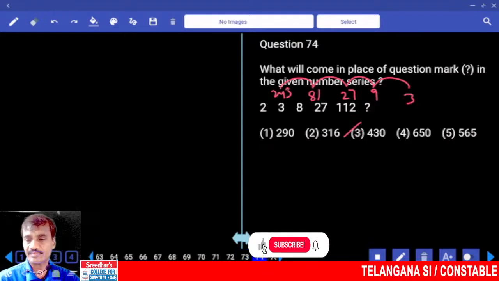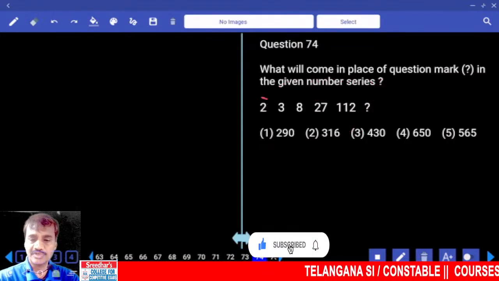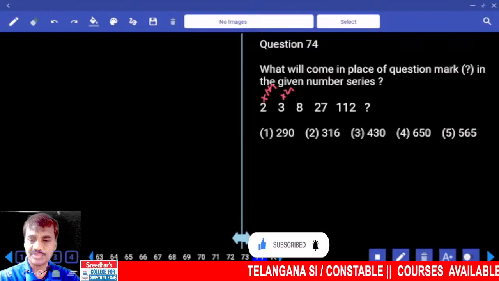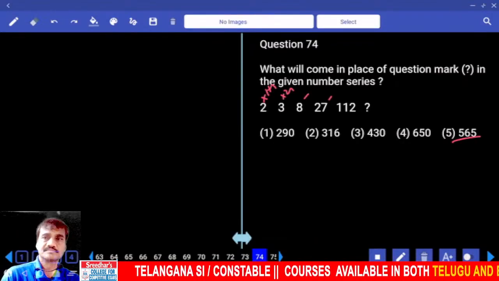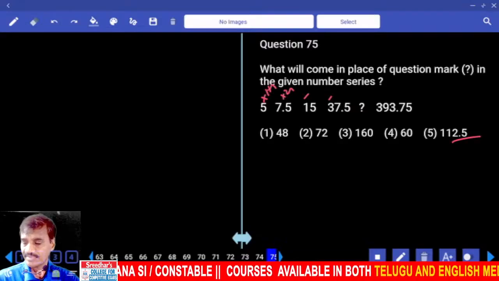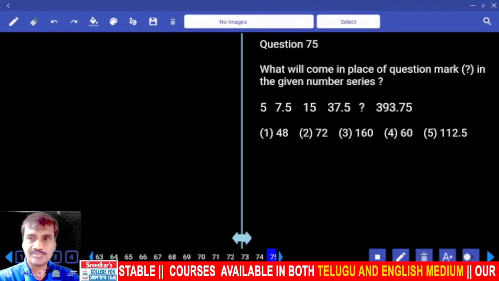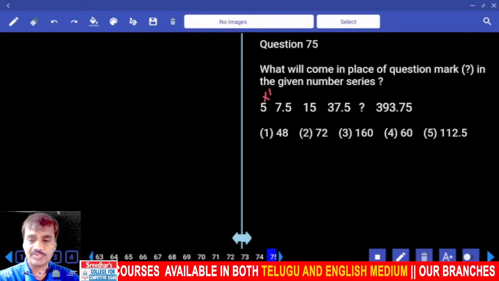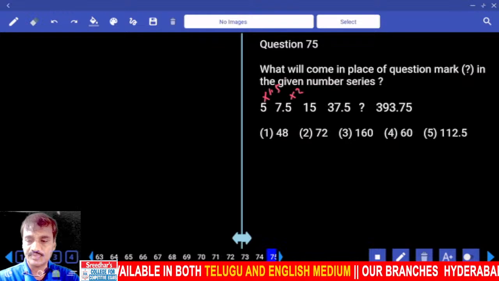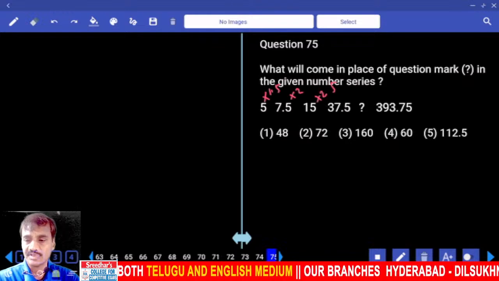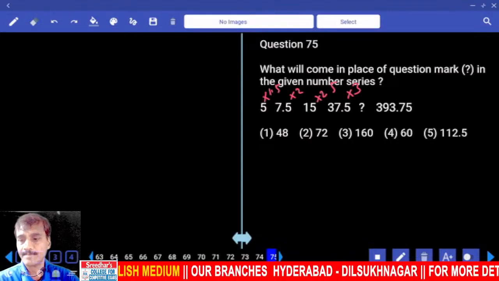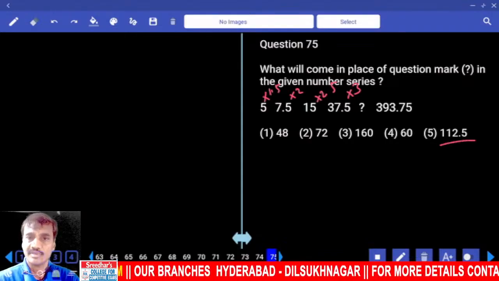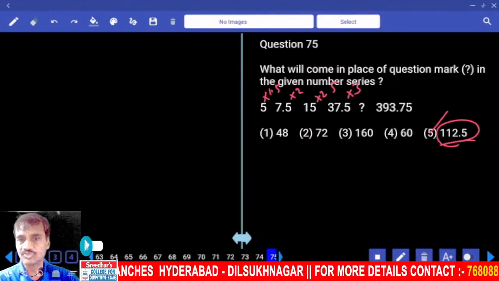Then 74. Now 238. 2 into 1 plus 1, into 2 plus 2, 3 plus 3, 4 plus 4, 5 plus 5, so 565. Then 75. Then 7 and 7.5, 5 and 7.5 into 1.5. Now this is into 2. And this is into 2.5. Next one into 3. And 37.5 into 3. Anyhow, you need to have 0.5, only one choice, choice 5.